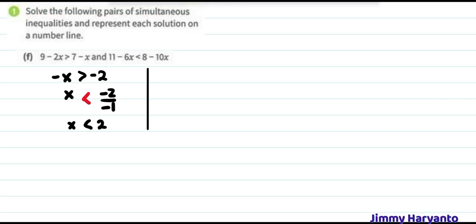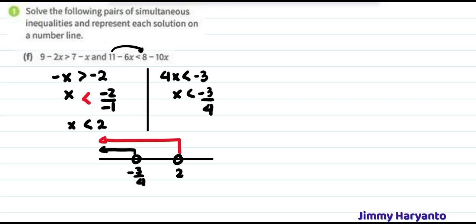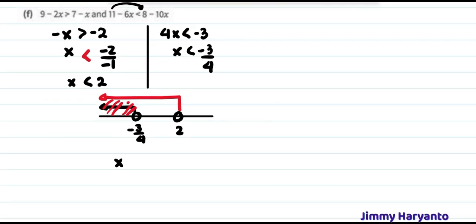And then for this one, we have 11 minus 6x. Oh, wait. I will move the negative 10x. So negative 6 plus 10 equals to 4x, less than, I will move the 11. 8 minus 11 is negative 3, so x is less than negative 3 divided by 4. And then the number line will be like this. This is negative 3 over 4, this is 2, negative 3 over 4 is going to the left, 2 will be going to the left also. This is the overlap area. That means the x is less than negative 3 over 4.